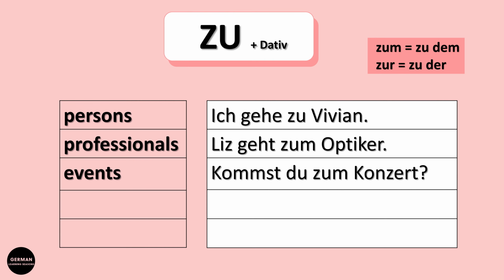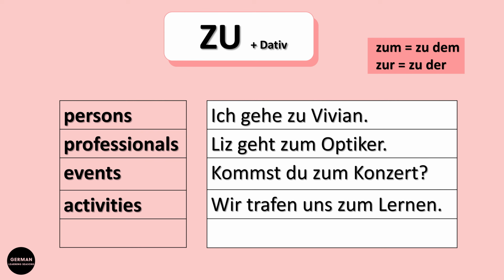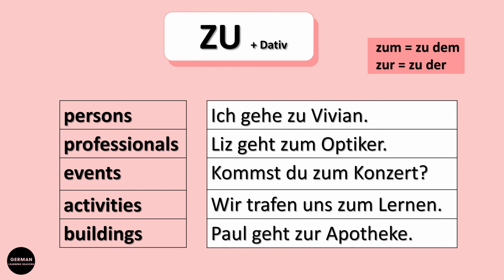Next one, events. For example, kommst du zum Konzert? Means, are you coming to the concert? Ein Konzert is always an event, so that's why we say zum Konzert. Then it's also used for activities. For example, wir trafen uns zum Lernen. Means, we met for learning. So here, lernen is an activity. That's why we say zum Lernen, for learning. Next one, buildings. Paul geht zur Apotheke. Means Paul goes to the pharmacy. Apotheke is a building, so that's why we say zur Apotheke.